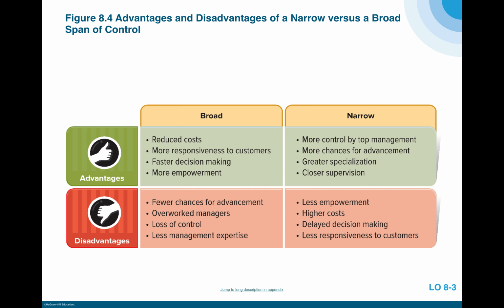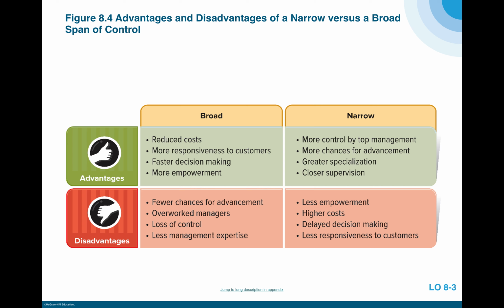So, some of the advantages and disadvantages of that. When it comes to a broad span of control, you get reduced costs, more responsiveness to customers, faster decision making, and more empowerment. Some of the disadvantages: fewer chances for advancement, just because you can't go up as high. Overworked managers, loss of control, and less management expertise.